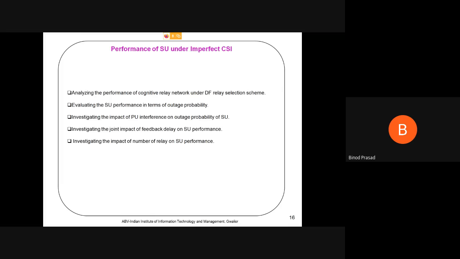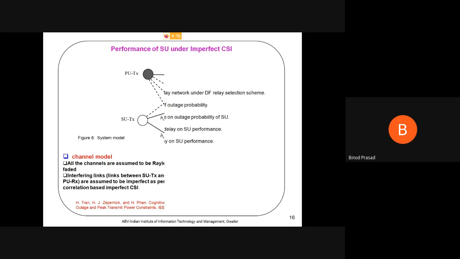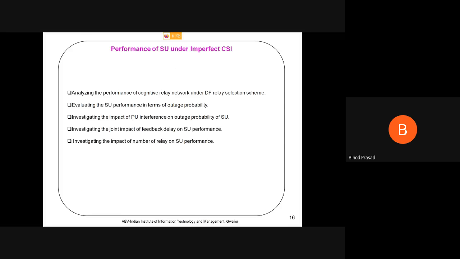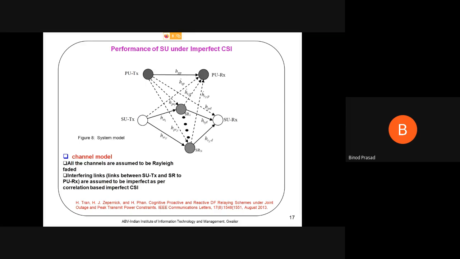So we will have some kind of model, because till now we have discussed theoretical approaches to how given bands get utilized. Now, if we take a general model, here we have taken one model, an older one. Here a number of SU transmitters are there, an SU receiver is there, and a number of relays are there.